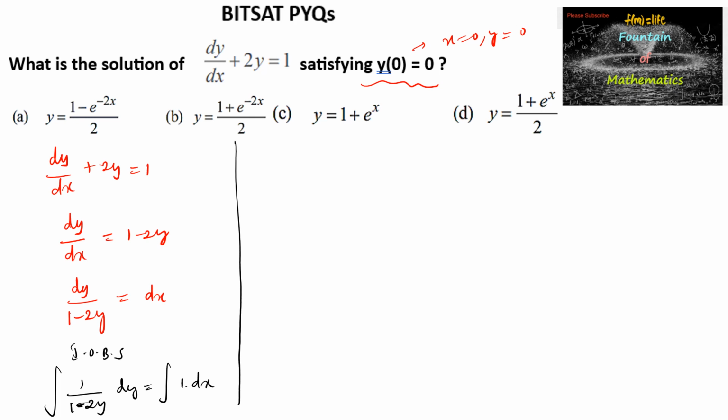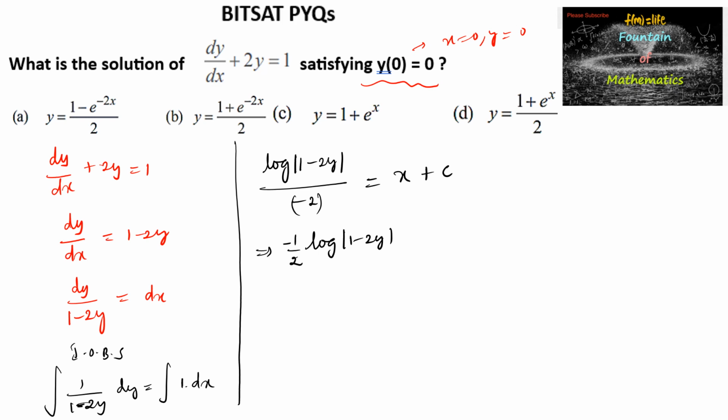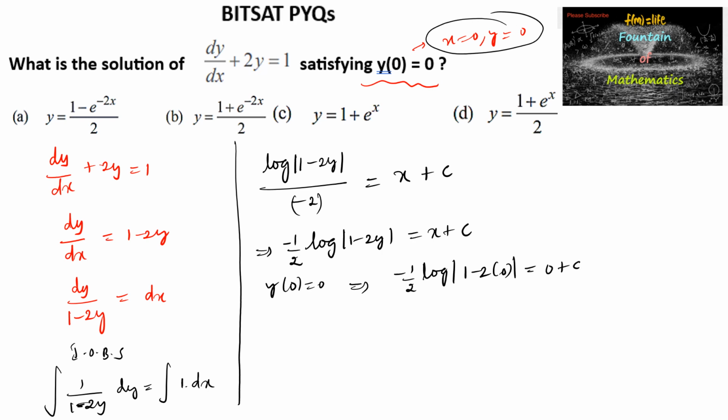So we know integration of 1/x is log x, but here log of (1 minus 2y) divided by the coefficient of y, which is negative 2, so we can write minus 1/2 log|1 minus 2y| plus, on the other side constant, is equal to the integration of 1 dx, which is x plus c. And since it is given when x is equal to 0, y is equal to 0, y of 0 is equal to 0, which implies minus 1/2 log mod of (1 minus 2 into 0) is equal to 0 plus c. So we can write here minus 1/2 log 1 is equal to c. Log 1 value is 0, so we can say c is equal to 0.